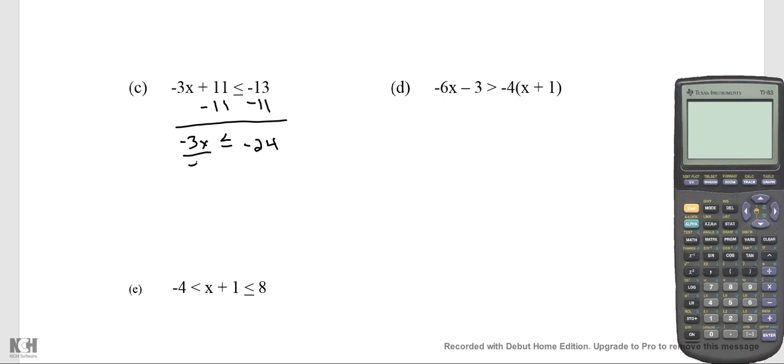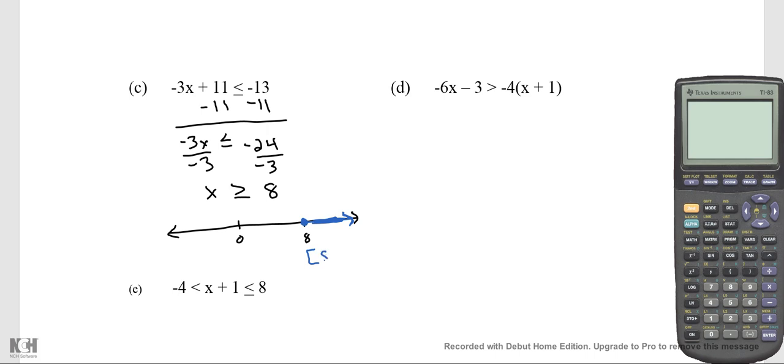So now I need to divide by -3, which means I am going to flip the inequality symbol. -24 divided by -3 is 8. I want to graph this. 8 is somewhere over there. So this time I have an or equal to, so I want to include the 8. So I'm going to have a closed circle at 8. Greater than is everything to the right.